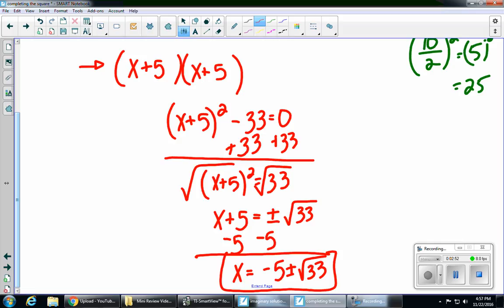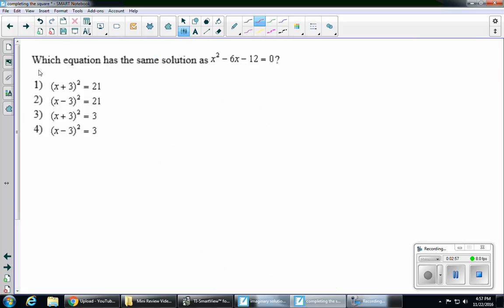Let's take a look at one more type of question that involves completing the square. Which equation has the same solution as x squared minus 6x minus 12 equals 0? Now, if you notice, my answer choices, because this is multiple choice, all kind of look like completing the square. So that's how I know that this would probably be my best bet in order to find the answer. So I'm going to set it up.